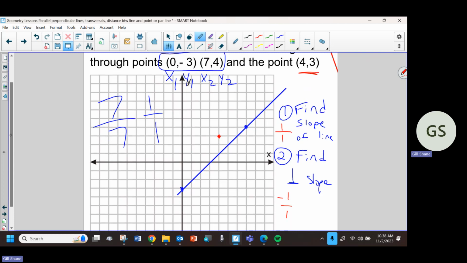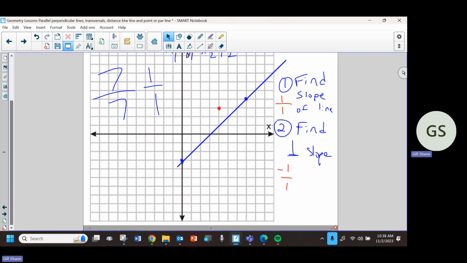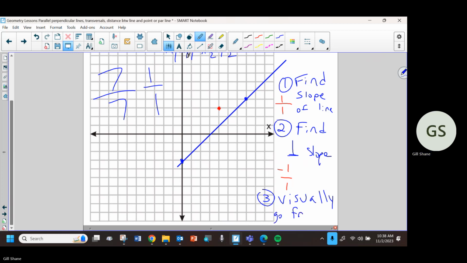So now the last step, which is a little tough to write. You need to work your way from the point that is not on the line toward the line using. There's a lot to write. I don't really know how to write this. It's a visual thing. So visual step or something. Again, you've got to use your own words for this. Visually go from point to line, I guess.